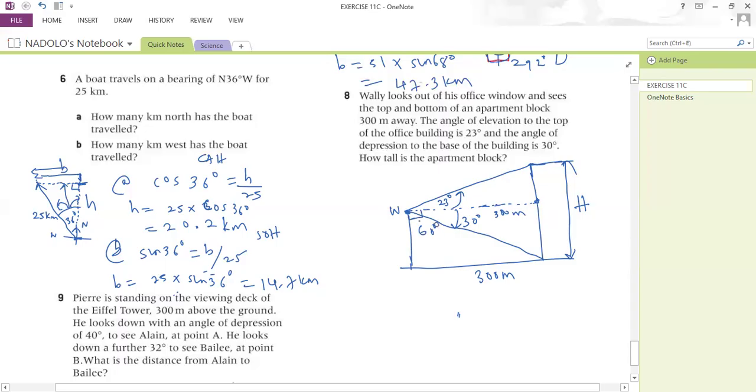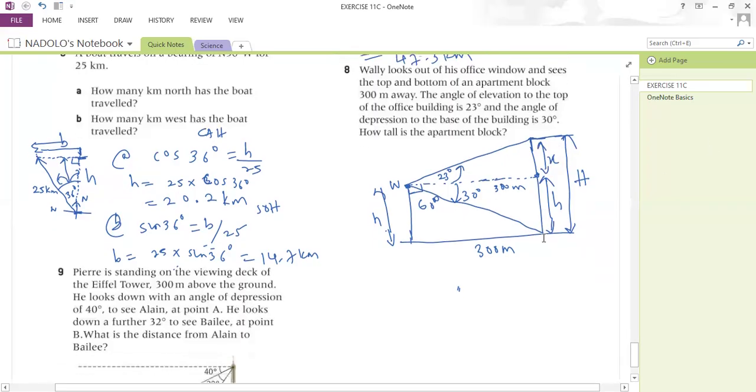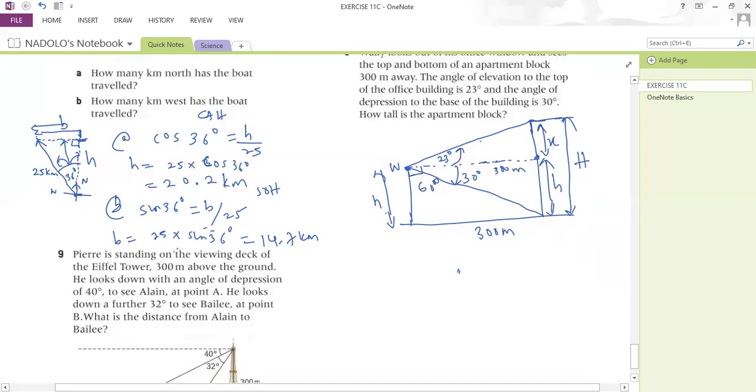So we will require this height, this H, which is the same as this H here, because this is like a rectangle. And then we'll also require this small height here. Let's call it X for it to form the whole of a letter H. Since we already have an angle here, we need the opposite side and we have the adjacent side. So opposite and adjacent, that is TOA. So we are going to say tan 23 degrees is given by opposite X divided by adjacent 300.